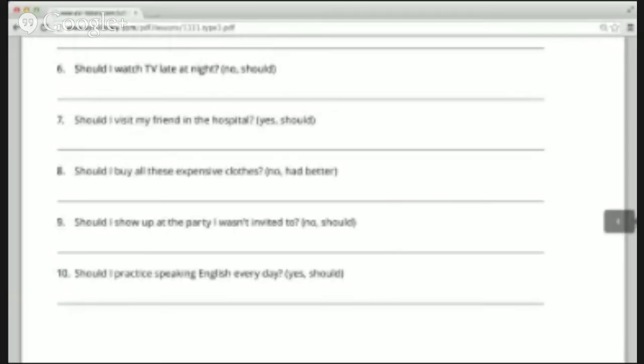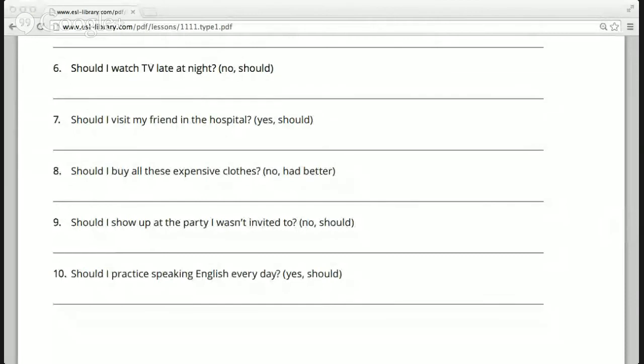Let's go to number 7, Tala. Should I visit my friend in the hospital? Yes, you should visit your friend in the hospital. Okay, good, good. Now we can also add other adverbs in there as well, like saying, yes, you should definitely visit your friend in the hospital. So that would go after should, but before our verb. So that's an extra thing that we can add in there.